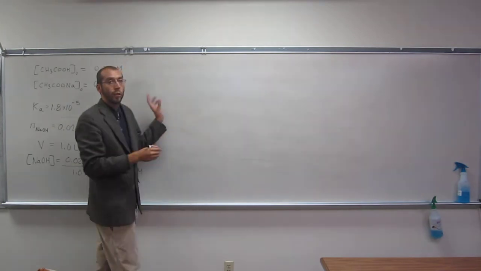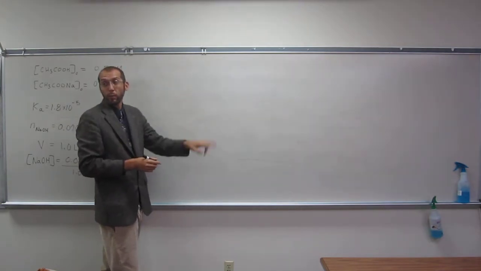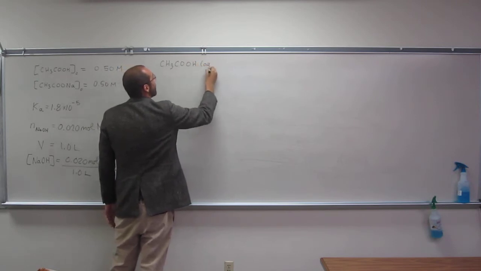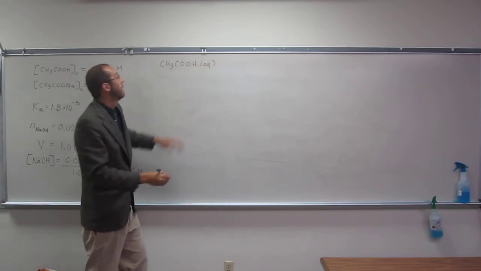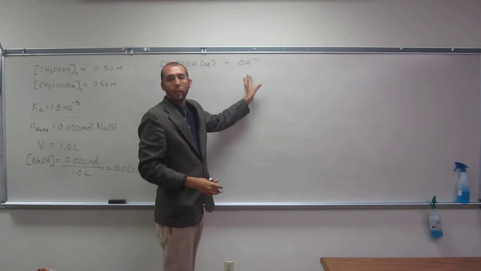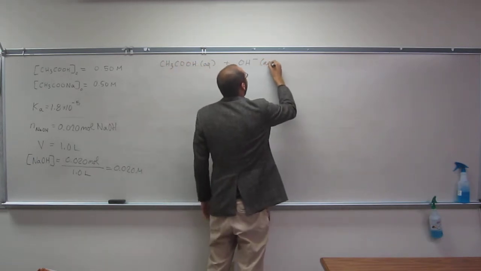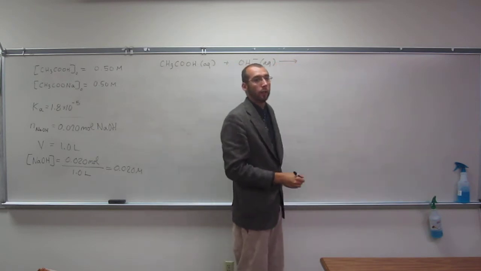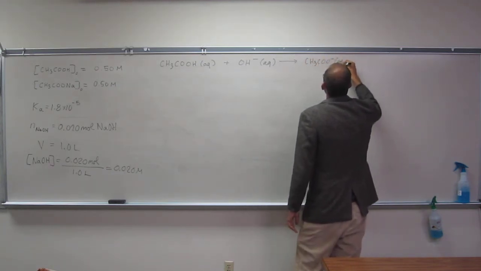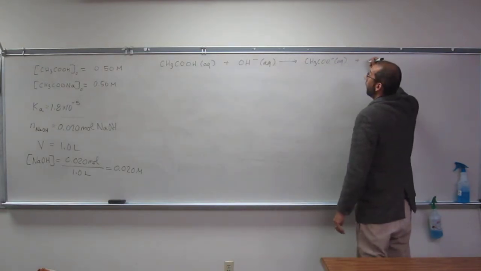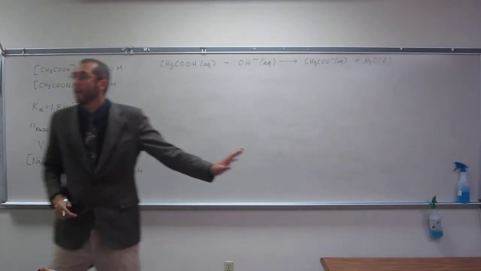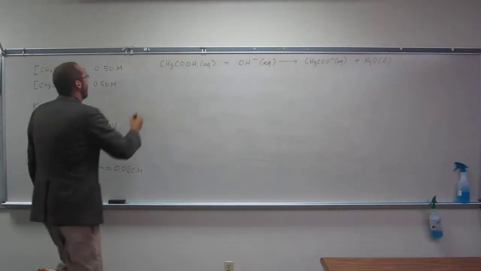So there are going to be two reaction equations we write for these buffers. The first one is the reaction of that base with your weak acid. Whenever you have a weak acid and a strong base, remember that sodium is just a spectator ion, so I'm not going to even put it in there. That goes all the way to product. So when we do that, we're going to get CH3COO- plus H2O. Can everybody do that part of the problem?